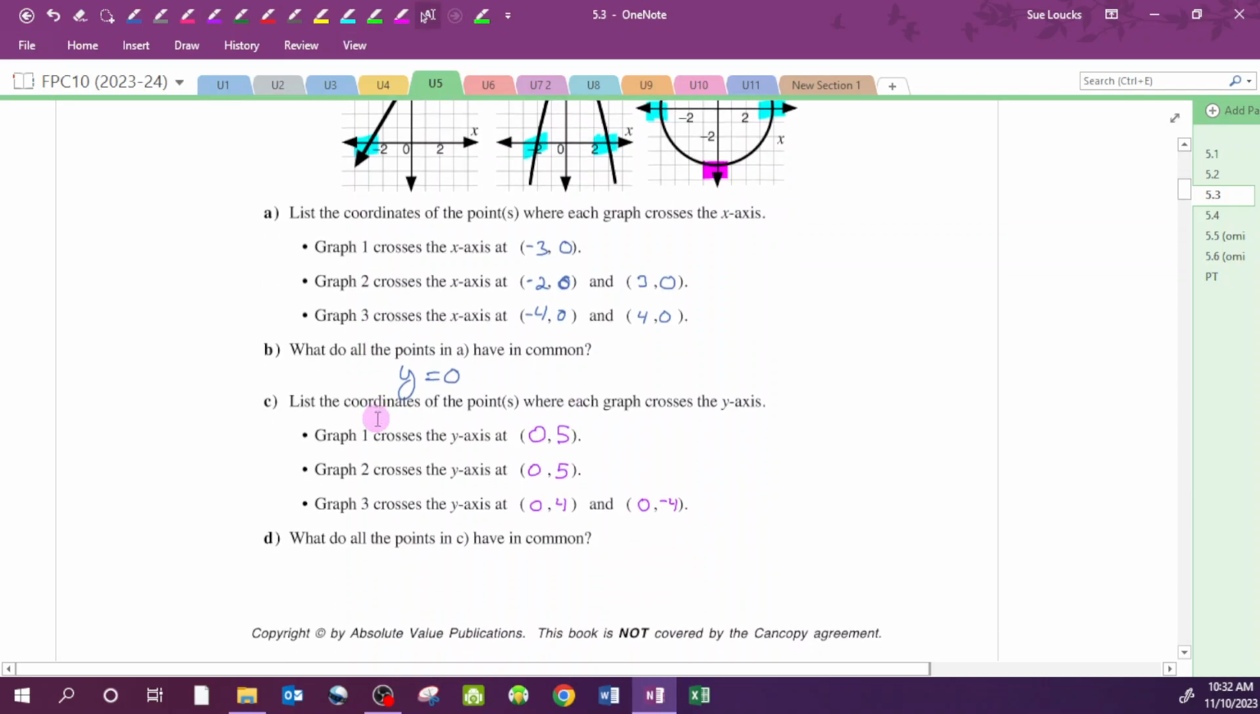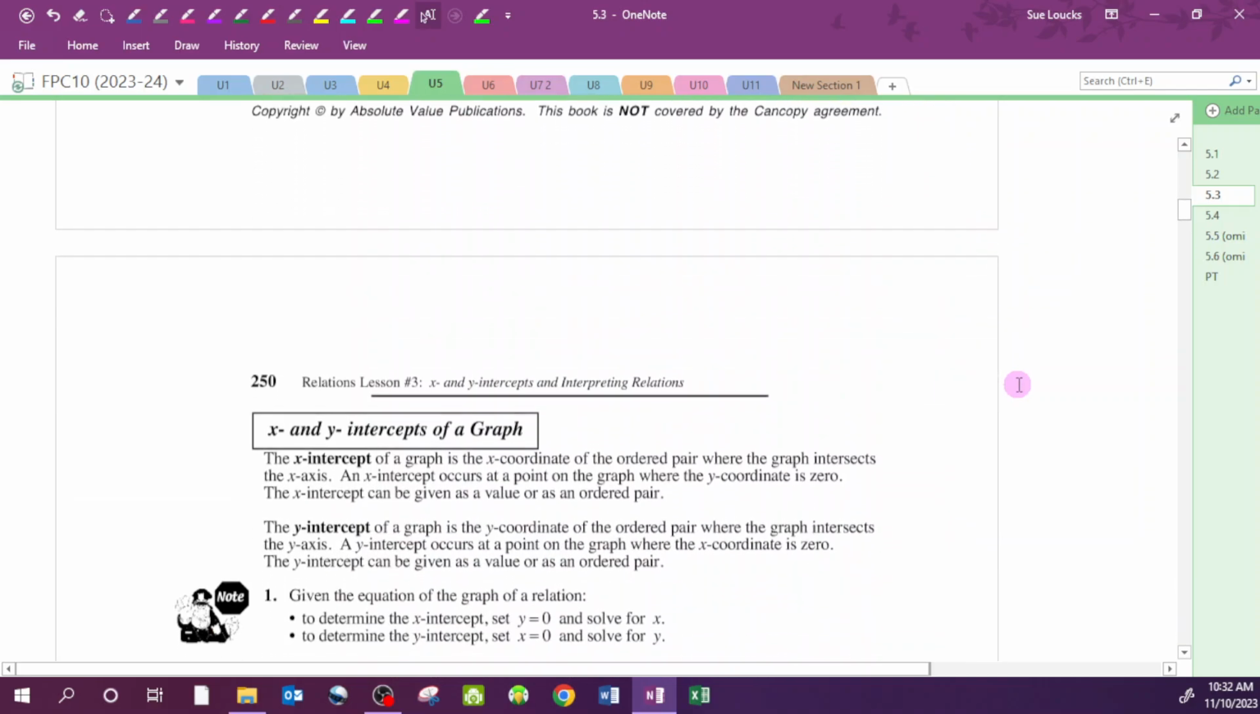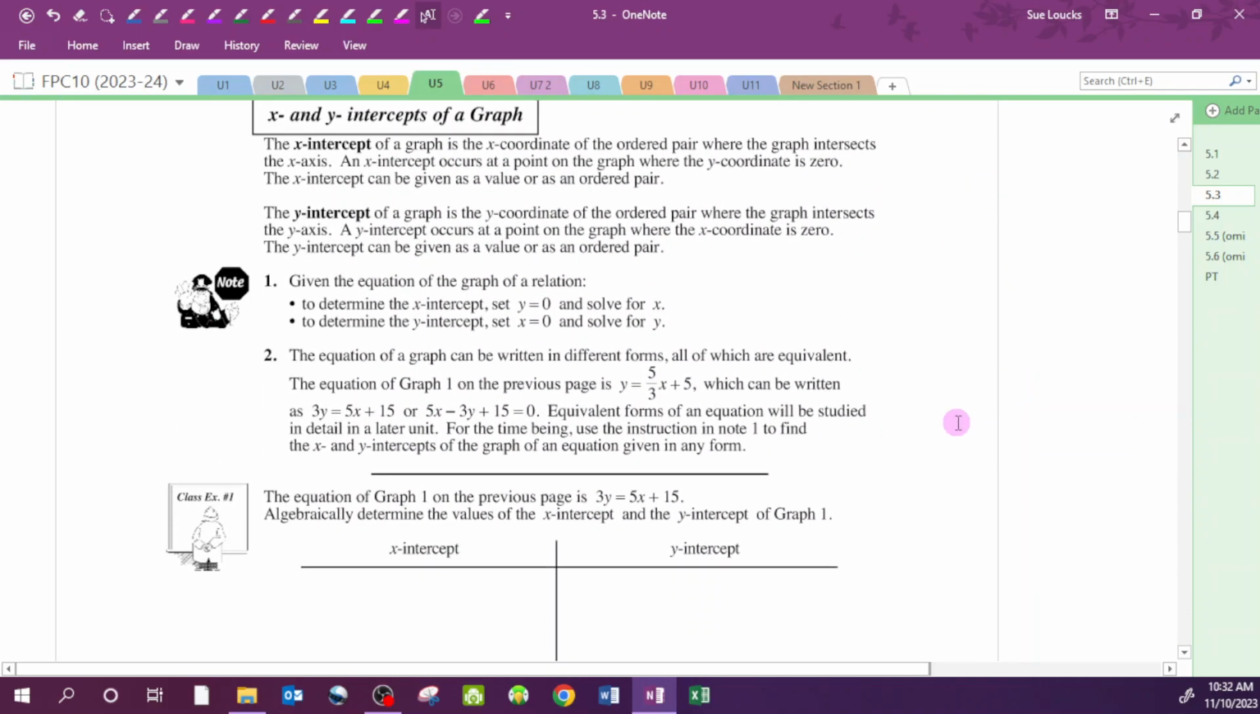So what do these all have in common? These all have x equals 0. So these are the y-intercepts. We almost always abbreviate it as y-int, and these are the x-ints. We don't usually say it that way, but we write it that way. Okay, next page. So here's your definition.